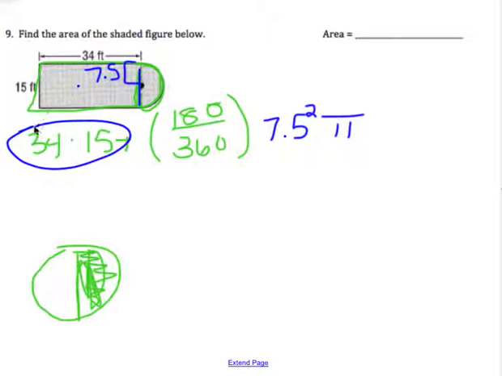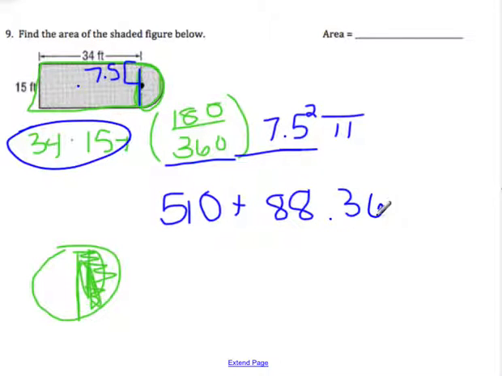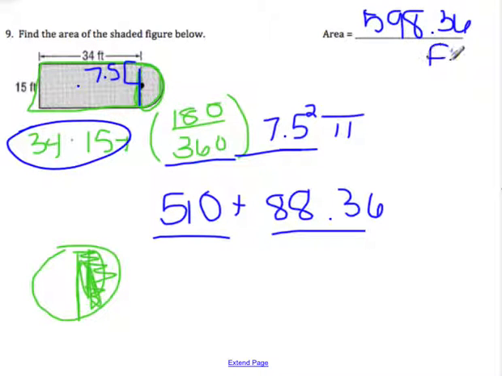So first I'm going to do 34 times 15. That's going to give me 510. Then I need to add on my circle sector, which is 180 divided by 360 times 7.5 squared times pi. And when you do that, you get 88.36. So then I'm going to add these two together. And when I do that, I get 598.36, and then our label is going to be feet squared, because we are talking about the area of that sector.